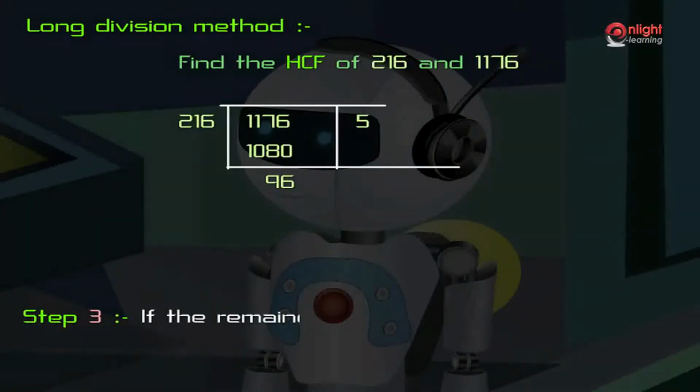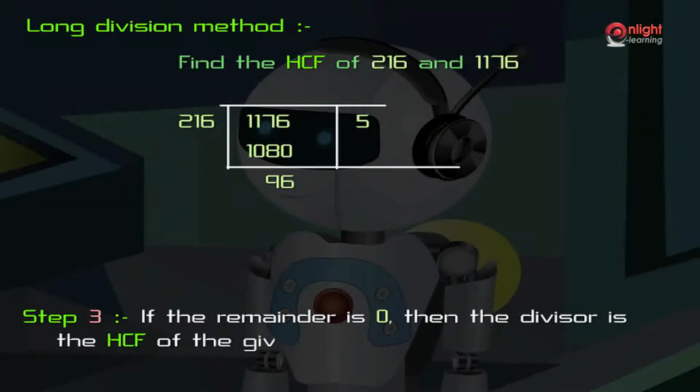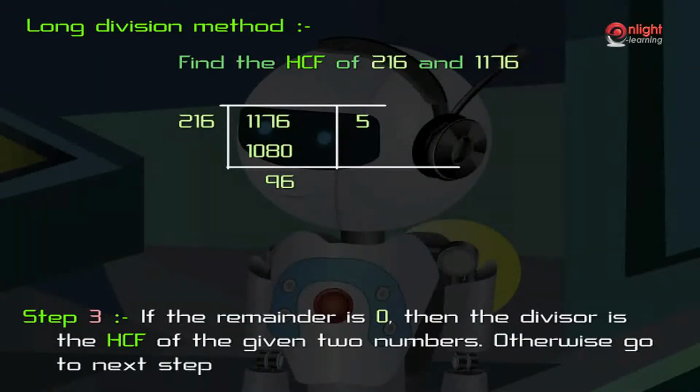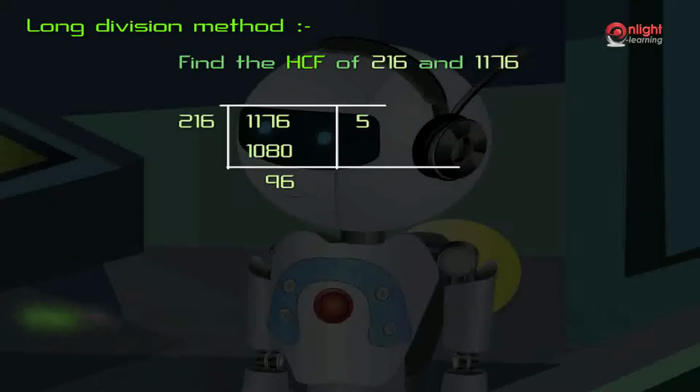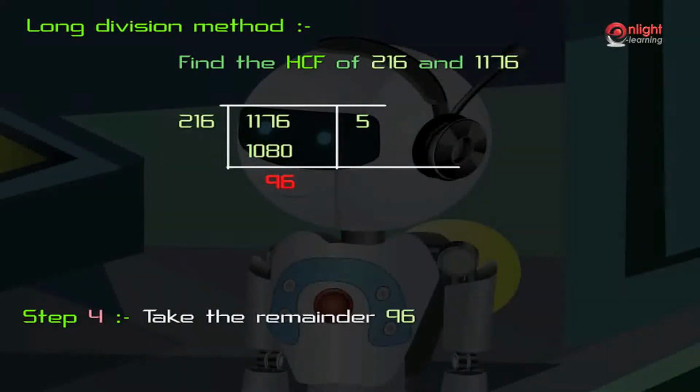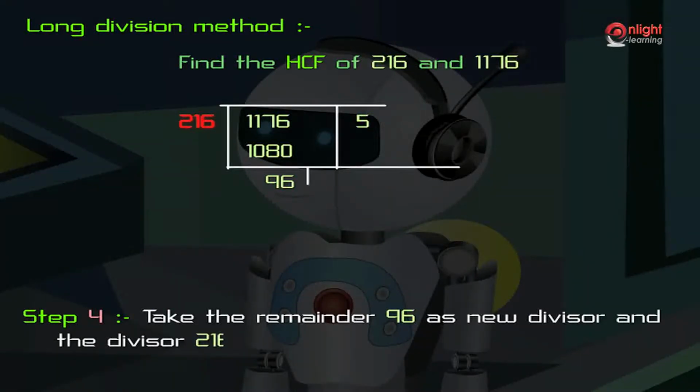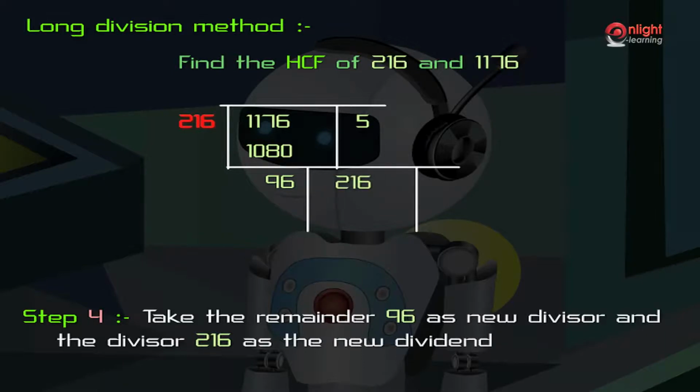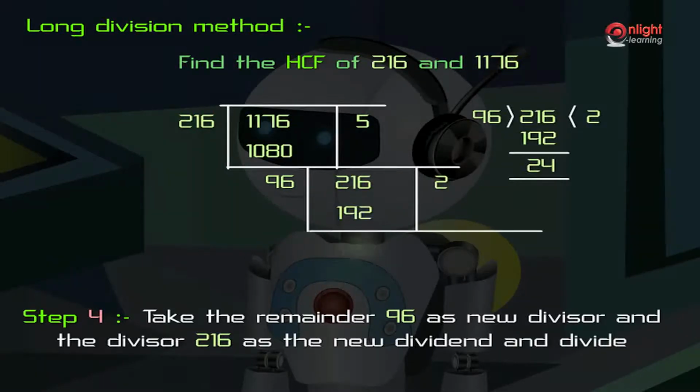If the remainder is 0, then the divisor is the HCF of the given two numbers. Otherwise, go to the next step. In this example, the remainder is not 0. So go to the next step. Take the remainder 96 as the new divisor and the divisor 216 as the new dividend and divide. The process has to be continued till we get the remainder as 0.